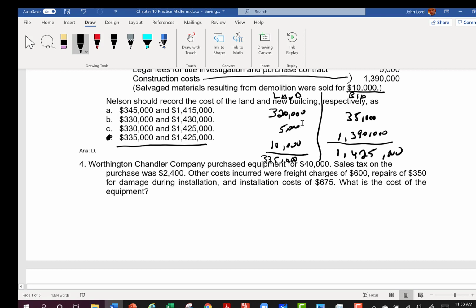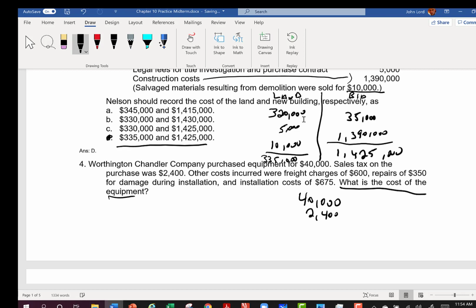Okay, good. So let's go ahead then and let's look at this fourth one, Worthington, and they want to know what I should pick up as the cost of the equipment. Okay, well, any cost that you have to pay to get that equipment so that it is up and working in your factory is part of the cost of that equipment. Okay, so Worthington Chandler Company purchased equipment for $40,000. I got to pick that up. Sales tax, yeah, you got to pay the sales tax to get that equipment.